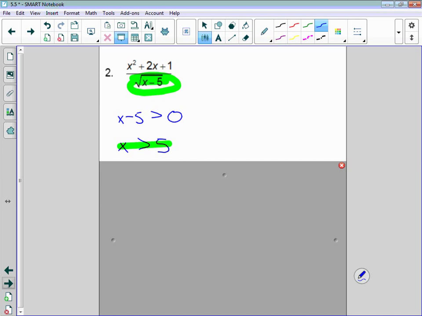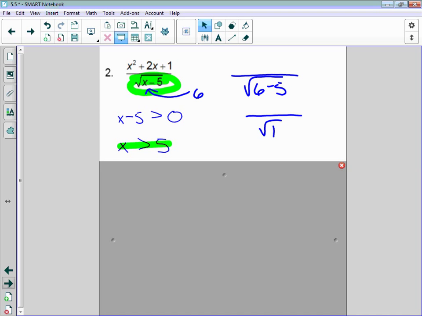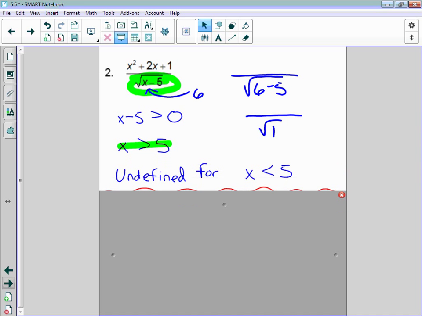For instance, if x was hypothetically 6, in the denominator we would have the square root of 6 minus 5, which would be the square root of 1. We can take the square root of 1. But if x is anything less than 5, we would have an issue. For instance, if we plugged in 4, 4 minus 5 would give us -1. That's not a real number. So in answering the question, x is undefined for anything smaller than 5.